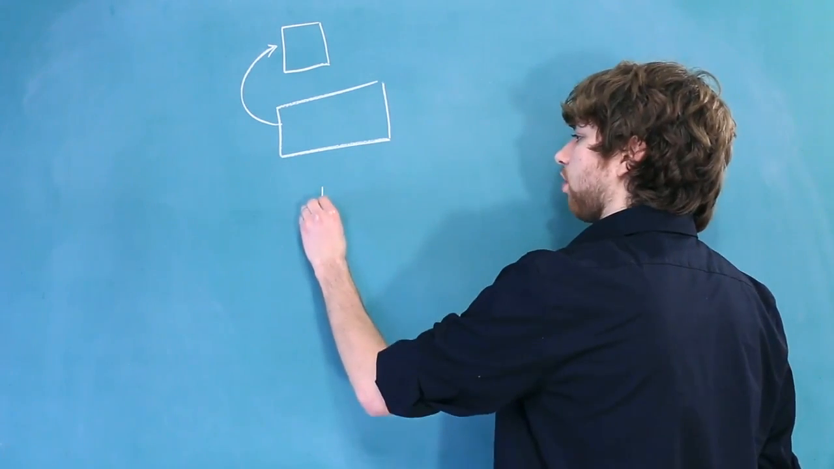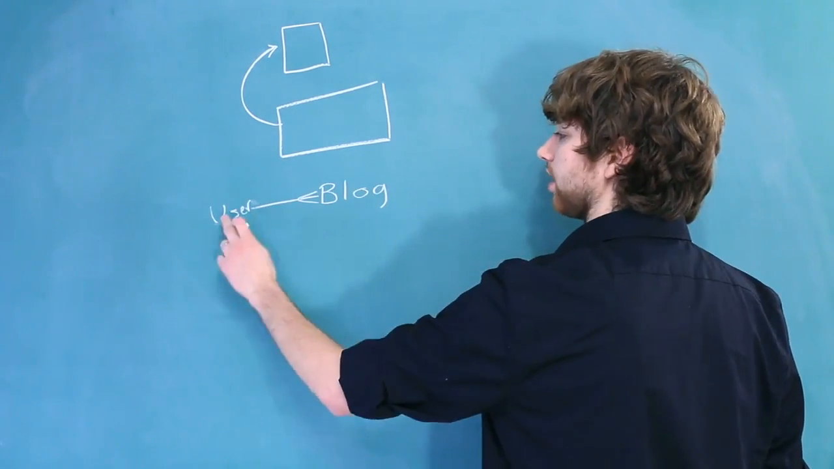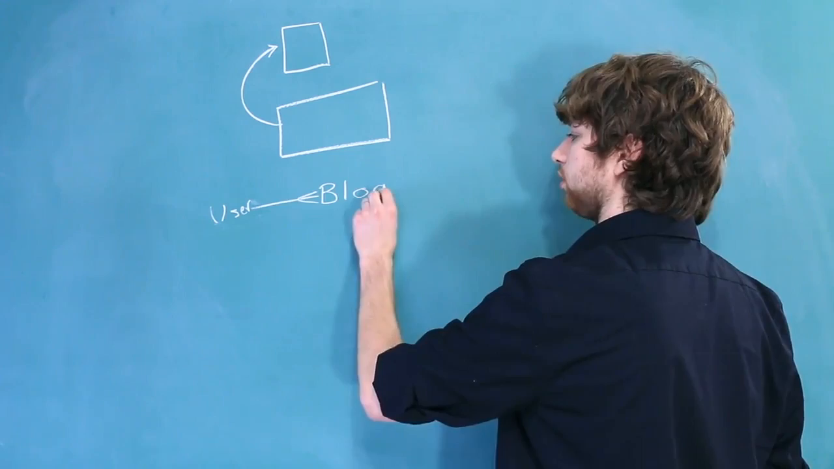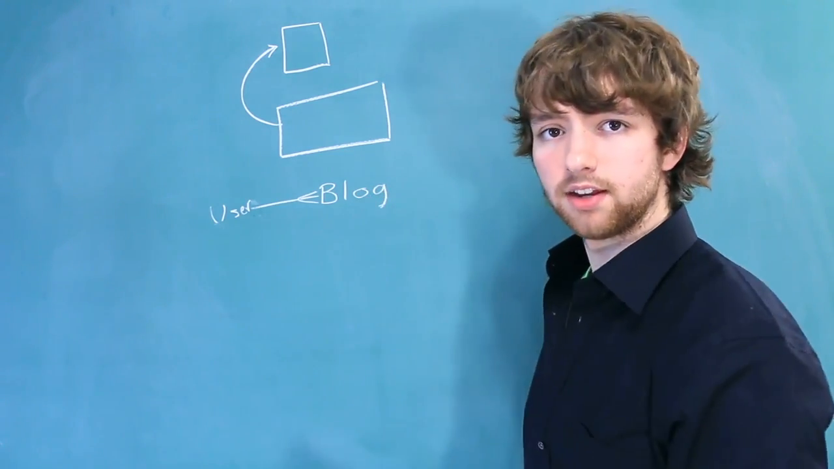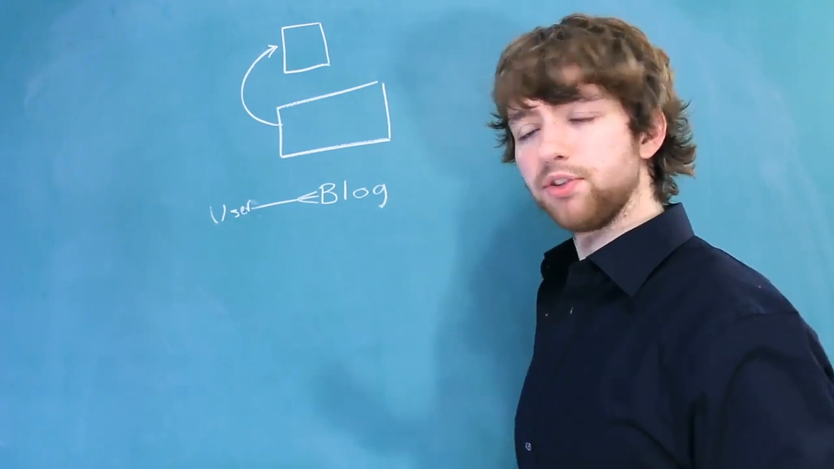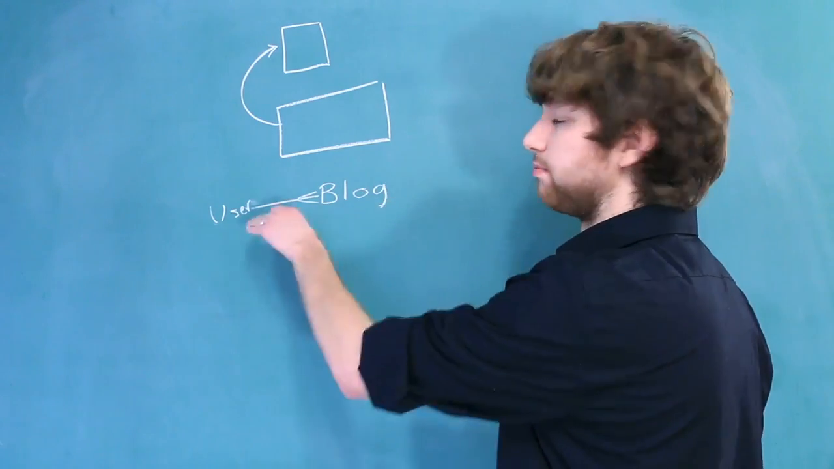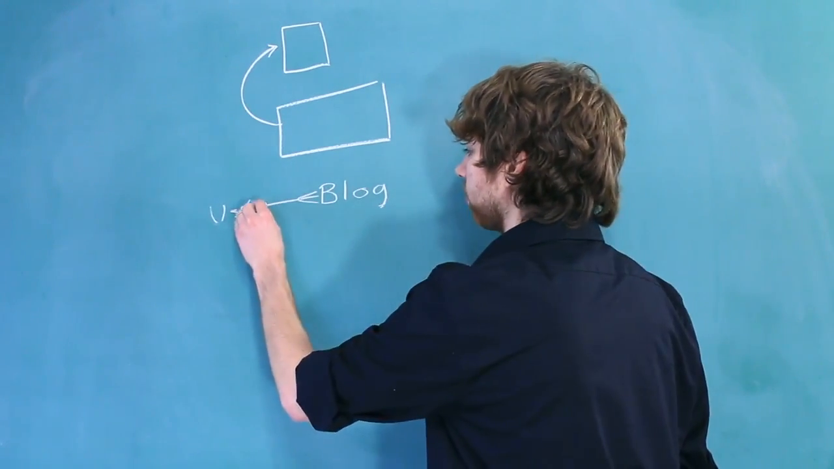So you could kind of draw it like this. User has a one-to-many with blog. Blog is on the many side. What if we wanted to alter this app though, so that a blog could have many users? Then it would look like this.